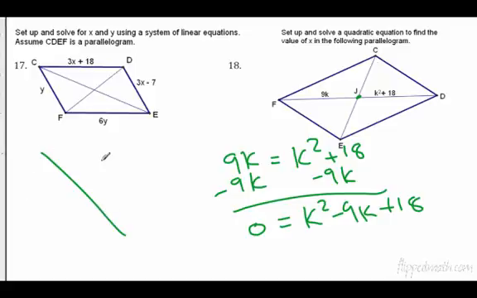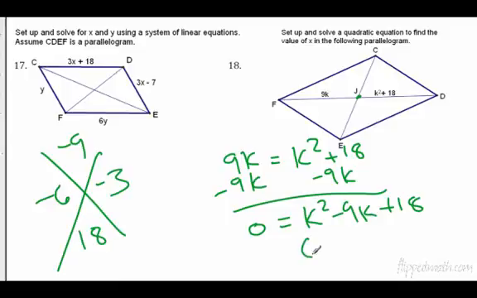So now comes the magic x. All right, 18 goes in the bottom, and then a negative 9 in the top. I'm thinking 6 and 3, they both have to be negative if they're going to add to negative 9 and give you a positive 18. So we get k minus 6 times k minus 3. All of that's got to equal 0.